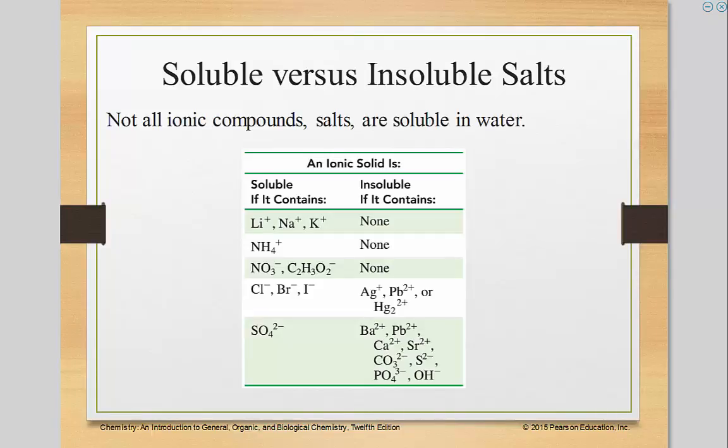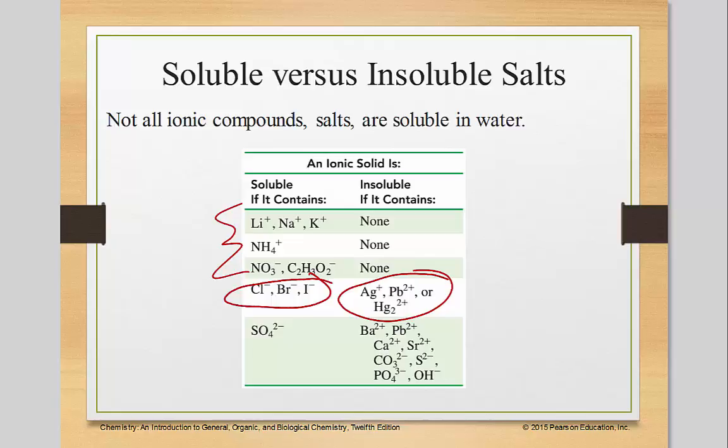But not all ionic compounds are soluble. So we're going back to the solids. When it comes to lithium, sodium, potassium, ammonium, nitrate, acetate, those are all soluble 100% of the time. But it gets questionable when you have Cl minus, Br minus, or I minus, dependent on what it's bonded to.